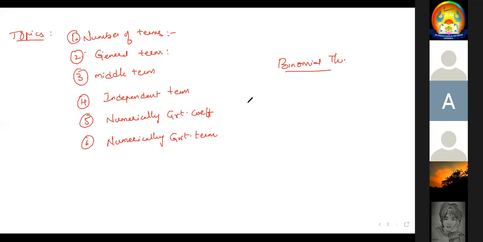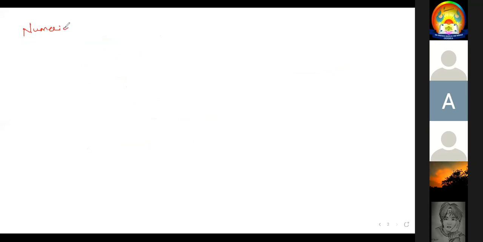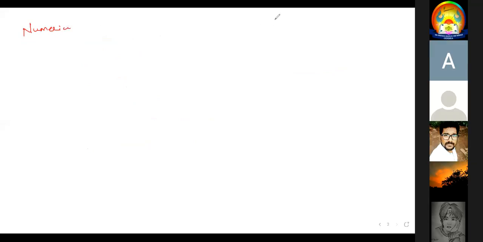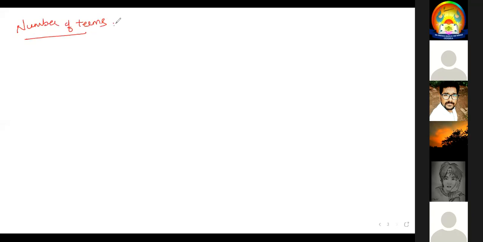Now the first one is number of terms. See, in the expansion of x plus y whole power 3, can you say how many terms we have? Four. Yeah, four terms. So the number of terms is equal to 4.